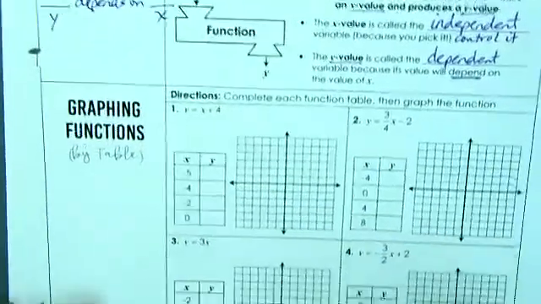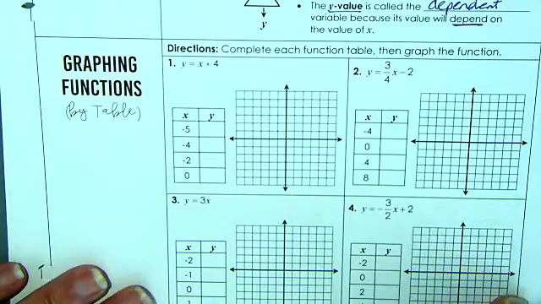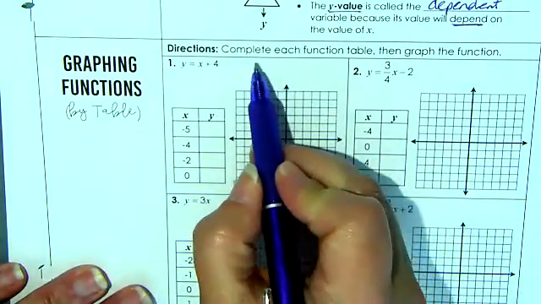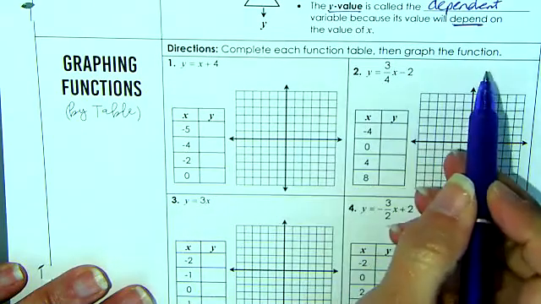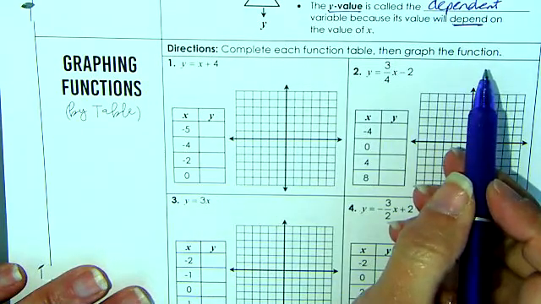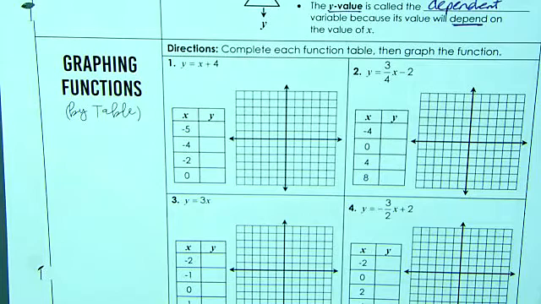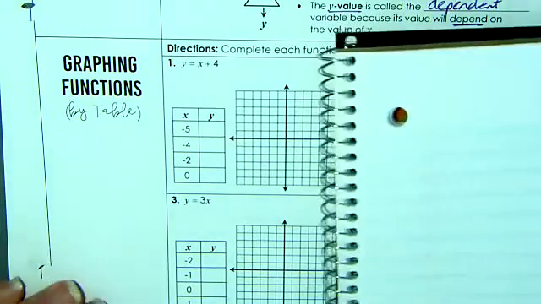Looking at number 1, okay? We want to complete the function table, fill in the Y values, and then graph the function. So with this, we're going to need an extra sheet of paper because our work is not going to fit on here. So I'm going to grab paper to be able to work on as well.